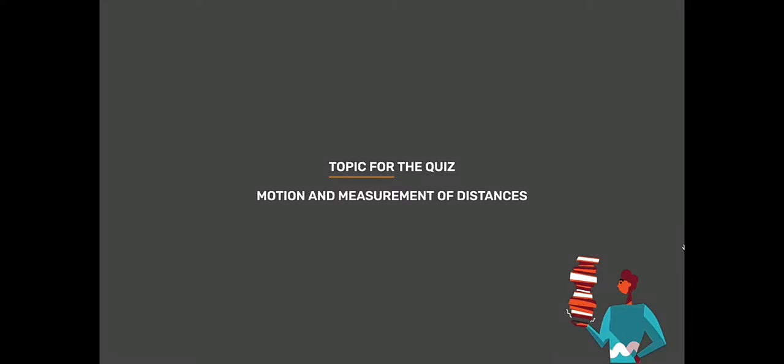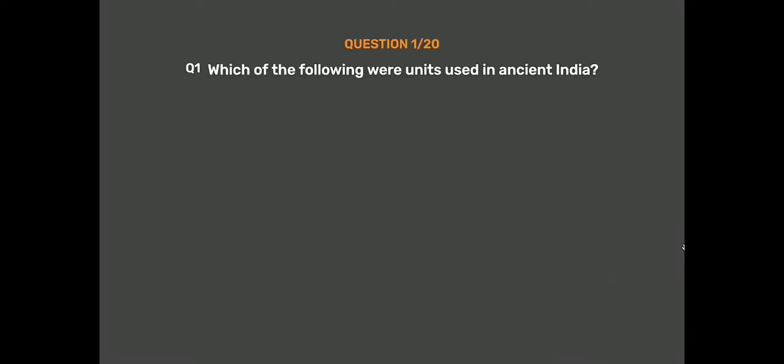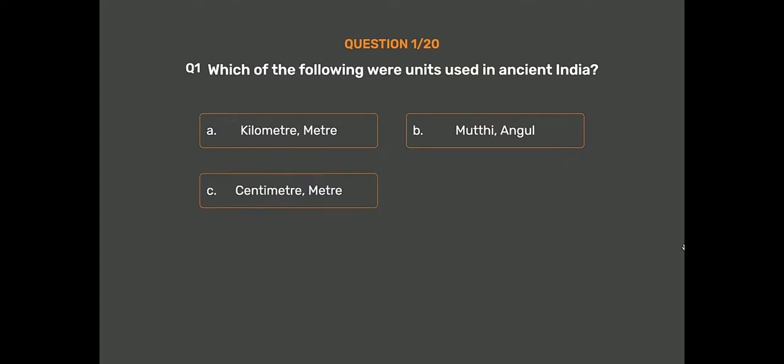Measurement of distances. Question number 1. Which of the following were units used in ancient India? Option A. Kilometer, meter. Option B. Muthi, anugul. Option C. Centimeter, meter. Option D. Foot, yard.